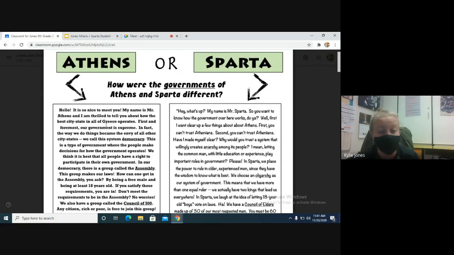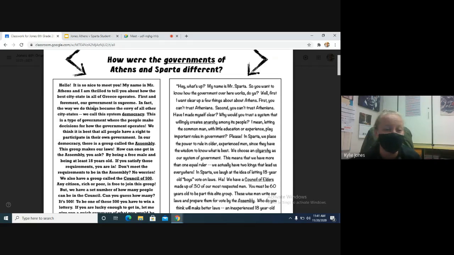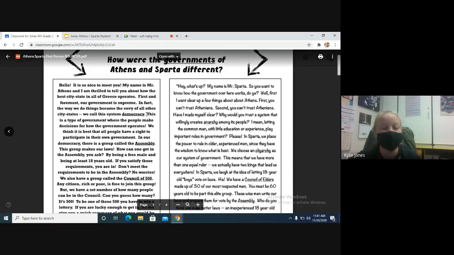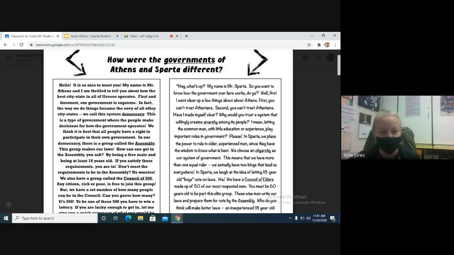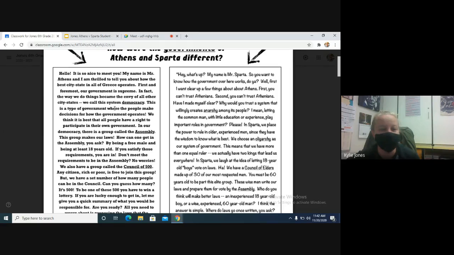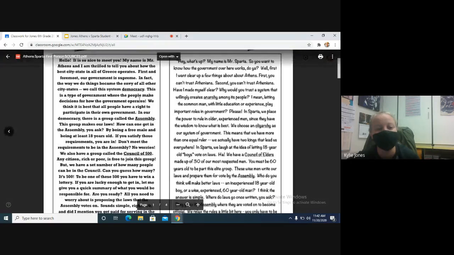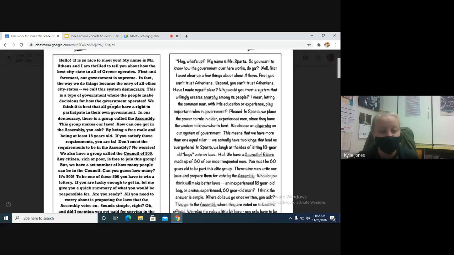"First and foremost, our government is supreme. In fact, the way that we do things became the envy of all other city-states." What does envy mean? It means everybody's jealous. If you envy something, you're jealous of it. So everybody was jealous about how the city-state was run. "And they called this system democracy," which is exactly what we in the United States use now. "This is the type of government where the people make decisions for how the government operates. We think it is the best that all the people have a right to participate in their own government."